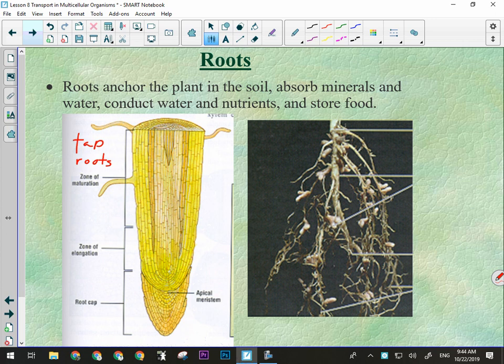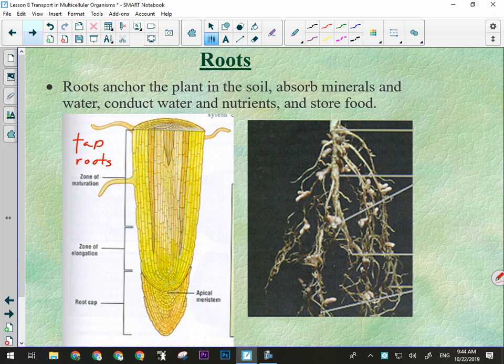Also in flooding conditions, as soil begins to be washed away, a plant with a taproot is going to be more likely to remain attached, whereas something with a shallower root layer is going to be washed away.